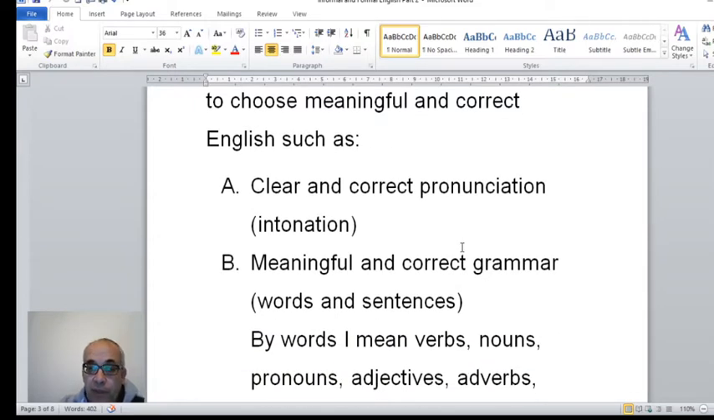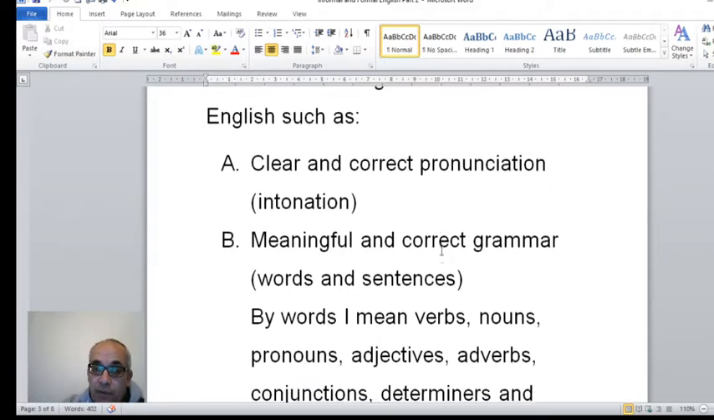Meaningful and correct grammar. So formal English must have meaning. We speak or we write. Why do we speak or write? Because we want to communicate, and this communication must have meaning. And also formal English must have correct grammar. And by grammar I mean the words and sentences. Any words, even conjunctions, must be formal, and all the words and sentences must be formal.